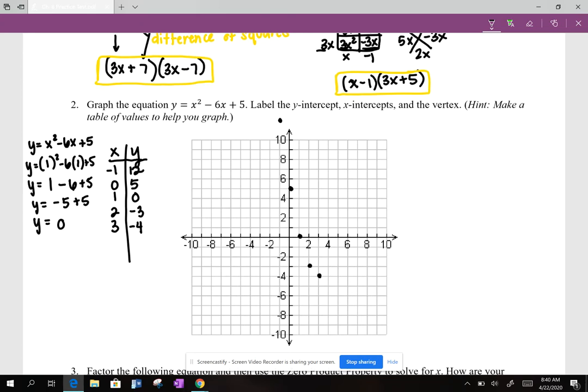Our steps are good so far, so let's just extend the table. Let's add some more values over here so that we can see more points and see the shape of the parabola. Okay, again, keep plugging these numbers in. If you plug in 4 for x, you should get a -3. Let me double check the math in my head really quick.